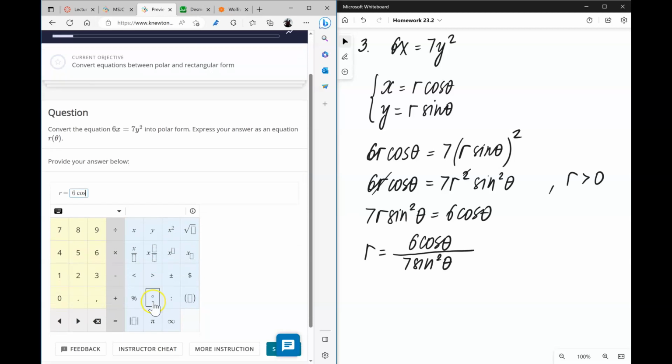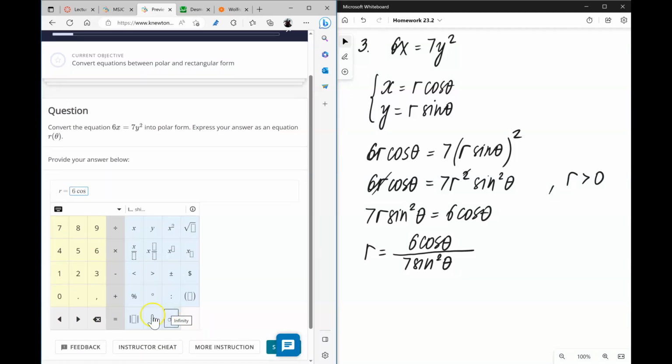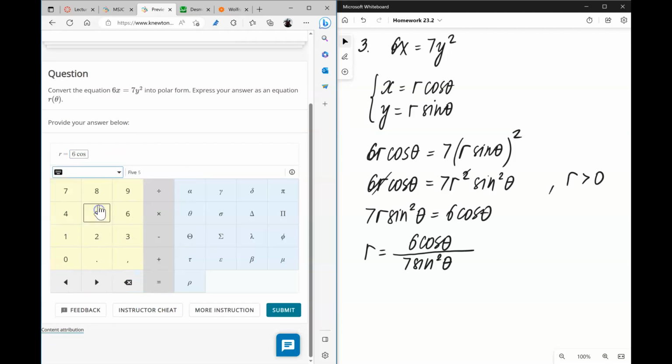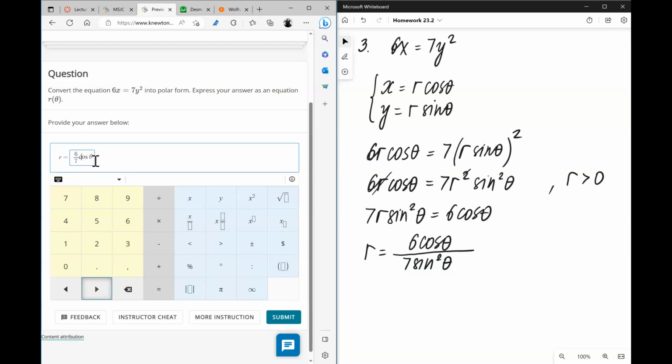6 cosine theta. I guess we can make it simple. 6/7 cosine theta, and here we have cosecant squared theta. I'll just copy this one. That's the same thing.